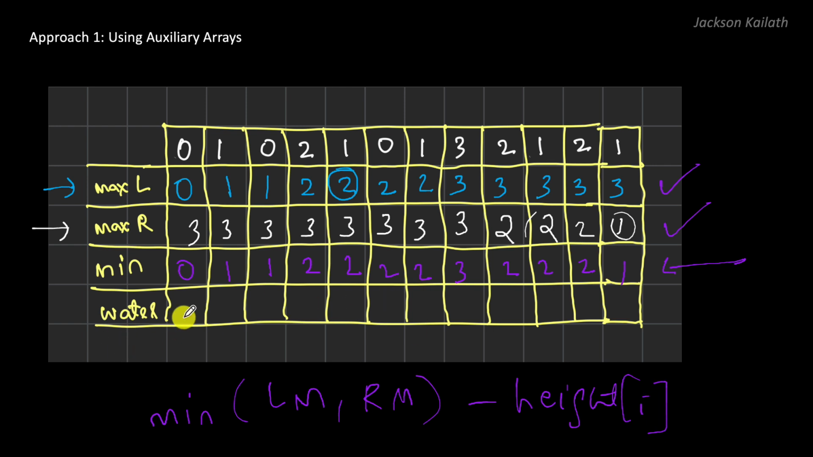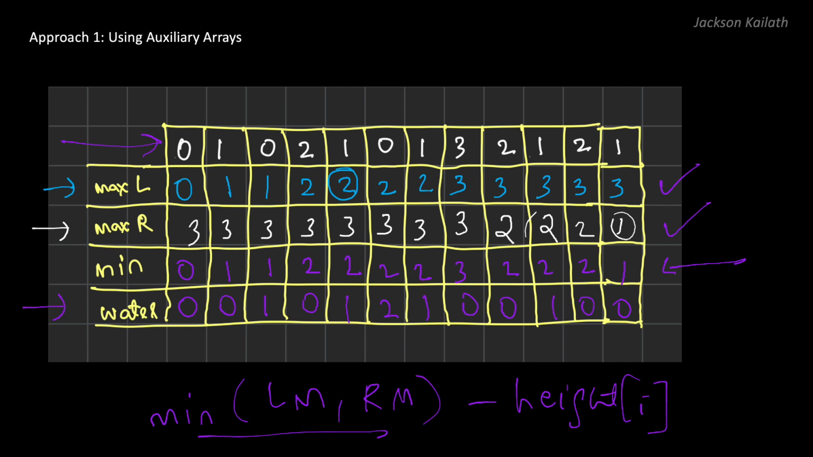Okay, so let's go ahead and see how much water can be stored in each position. So we have the minimum over here, and from this let's subtract height at index I, which is what we have over here. So 0 minus 0 is 0, 1 minus 1 is 0, 1 minus 0 is 1, 2 minus 2 is 0, 2 minus 1 is 1, 2 minus 0 is 2, 2 minus 1 is 1, 3 minus 3 is 0, 2 minus 2 is 0, 2 minus 1 is 1, 2 minus 2 is 0, and 1 minus 1 is 0.